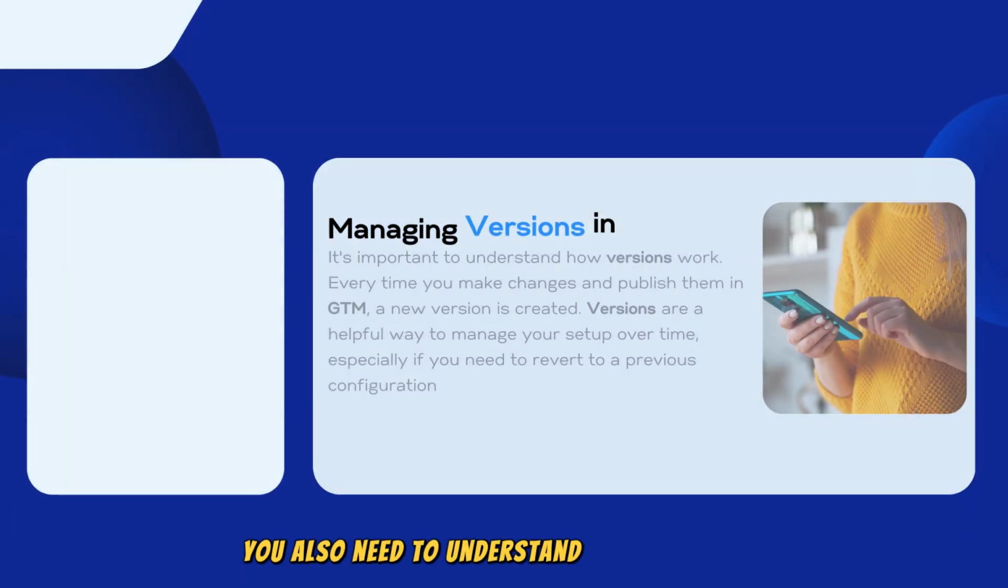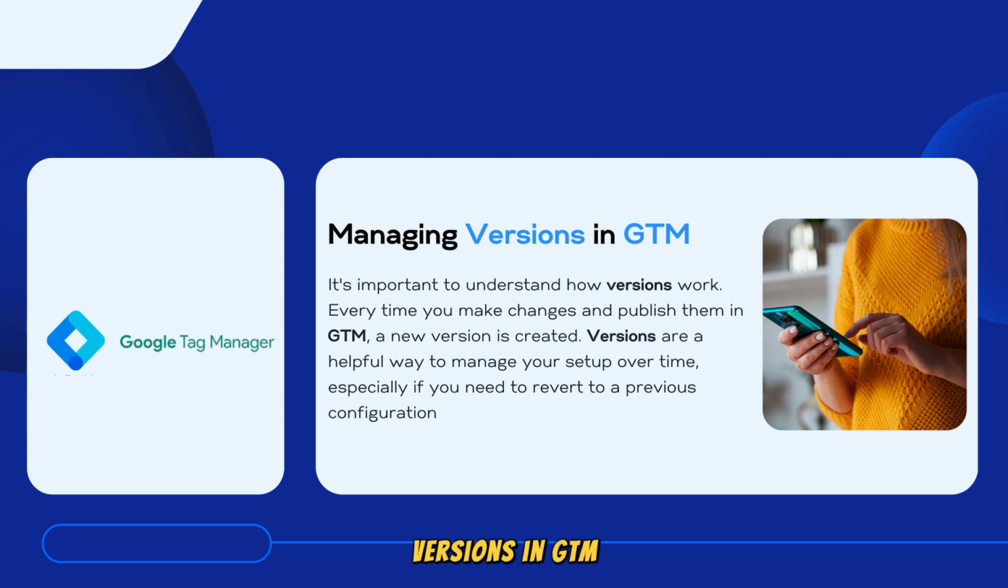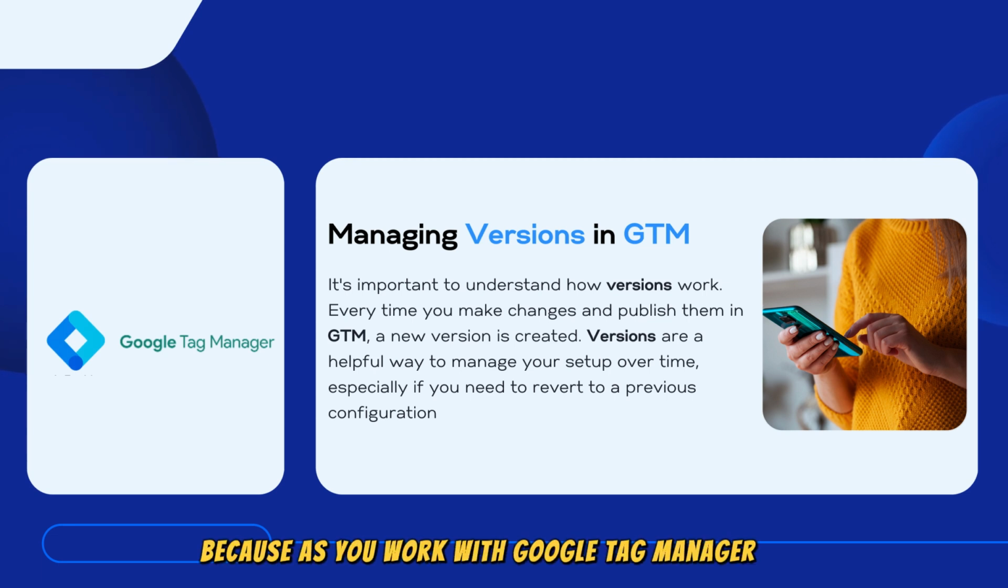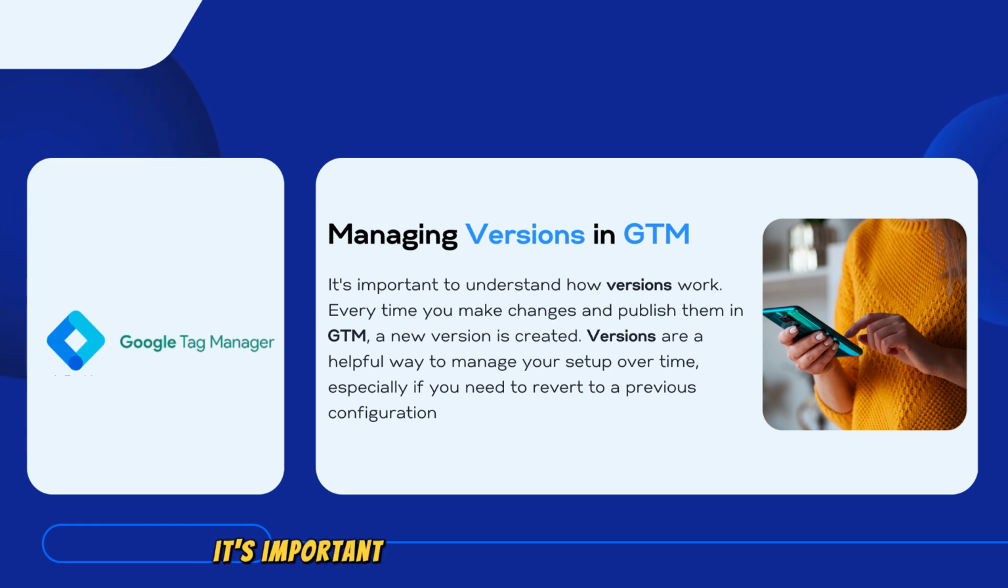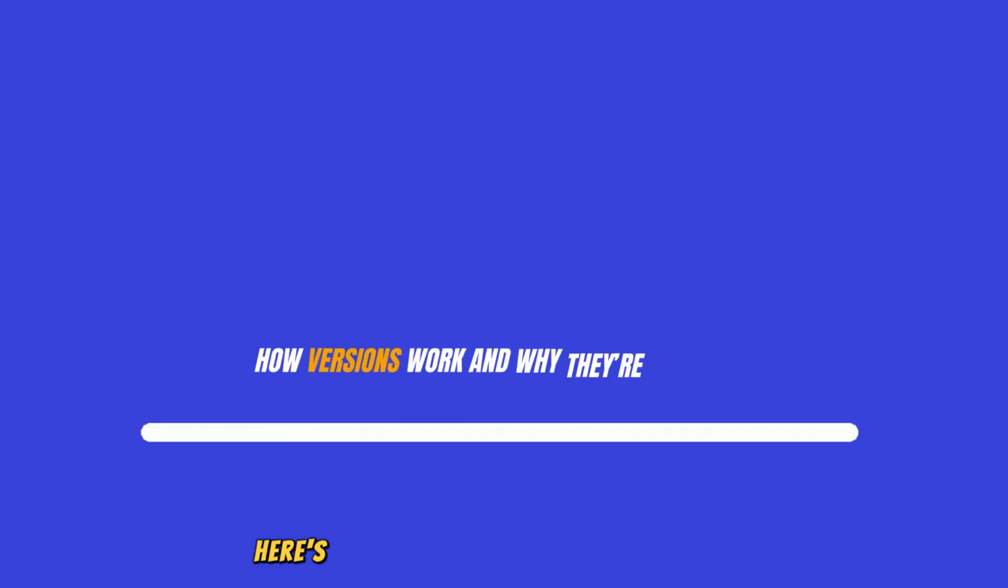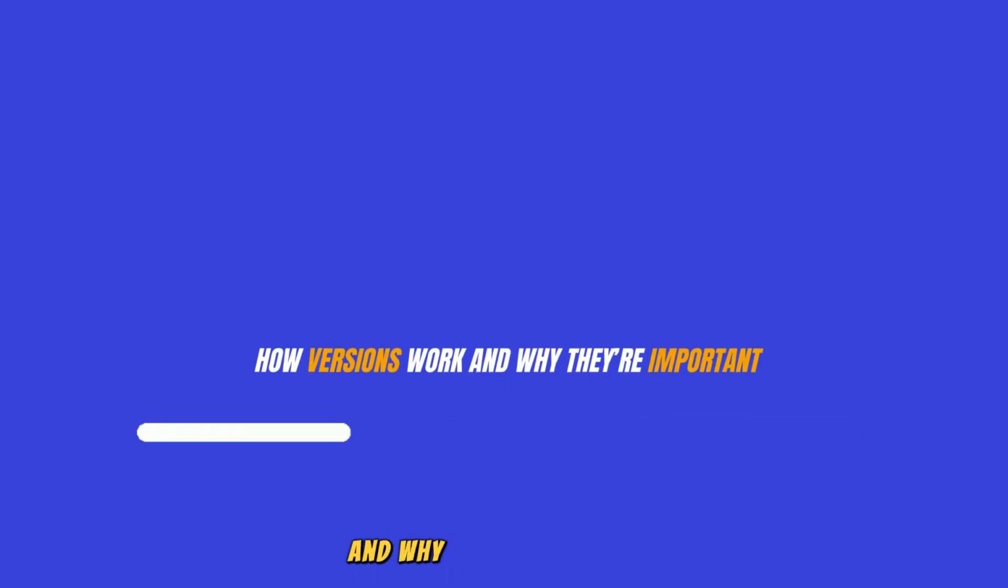You also need to understand how to manage versions in GTM, because as you work with Google Tag Manager, GTM, it's important to understand how versions work. Every time you make changes and publish them in GTM, a new version is created. Versions are a helpful way to manage your setup over time, especially if you need to revert to a previous configuration. Here's a breakdown of how versions work and why they're important.